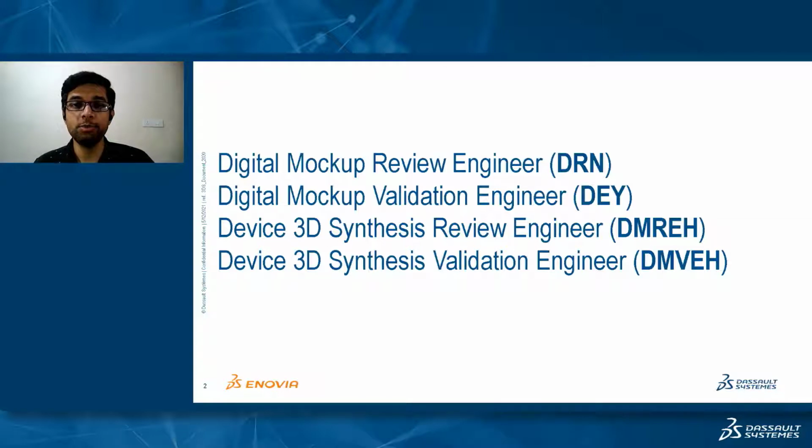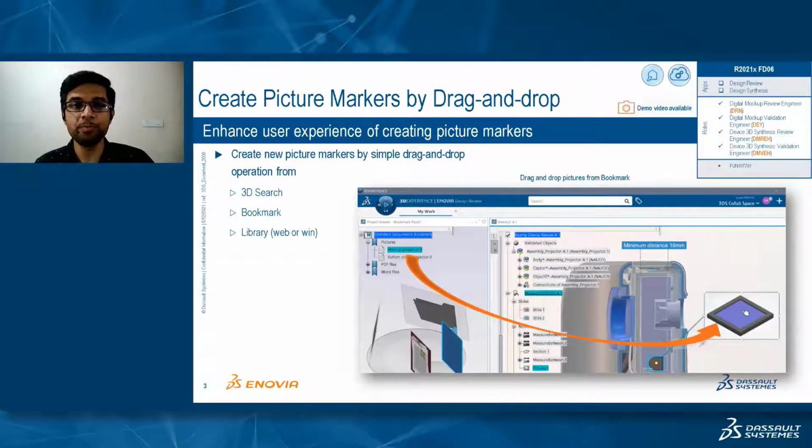And there are a couple of similar roles which are specifically designed for the high-tech industry. And the names are like device 3D synthesis review engineer, DMREH, and the device 3D synthesis validation engineer, which is DMVEH. We have combined these roles because the enhancement that we are going to see is common for all these roles. Let's see what we have. Basically, you can create a picture marker by using a simple drag and drop operation.